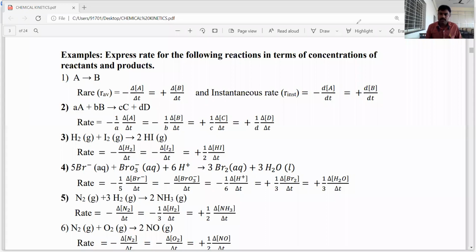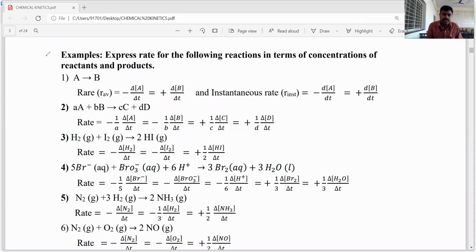Yes, dear students, listen carefully. In the last class, we discussed what is rate of reaction, average rate of reaction and instantaneous rate of reaction. We discussed how to express and calculate the average rate of a chemical reaction. We need to discuss that now.